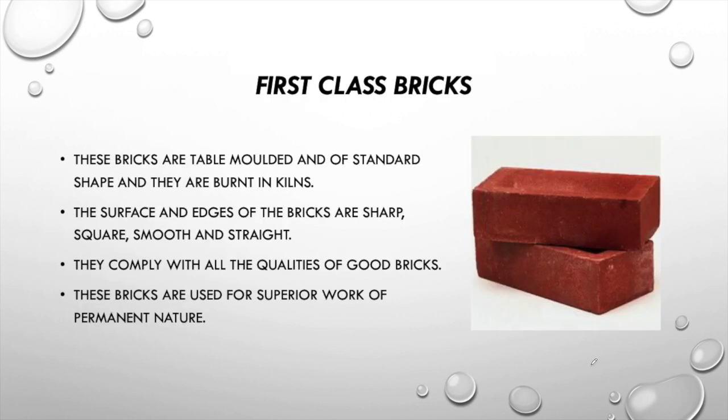First class bricks are of standard shape and size after the burning operation, and the surface or the edges of the bricks are sharp, square, smooth, and straight. Okay, so you can see in the picture also the sharp, square, smooth, and straight shape of the first class bricks. The color is completely red. Okay, and these comply with all the qualities of a good brick. The bricks are used for superior work or work of a permanent nature.